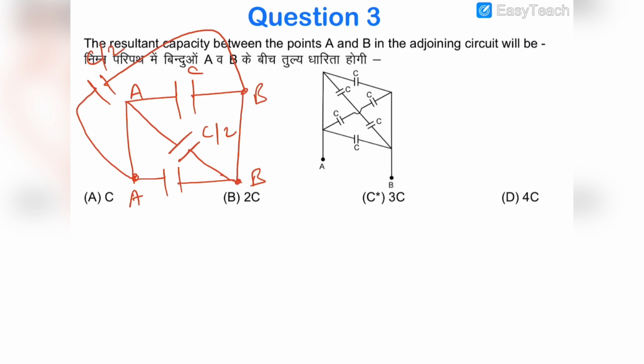So you can see that one terminal of this capacitor is A and the other is B. One terminal of this capacitor is A and the other is B. One terminal of this capacitor is A and the other is B. And one terminal of this capacitor is A and the other is B. So these four capacitors are all in parallel, and we can just add them up. So C by 2, C by 2, C and C are equal to 3C. So the correct answer is C. Now we move on to the next question.